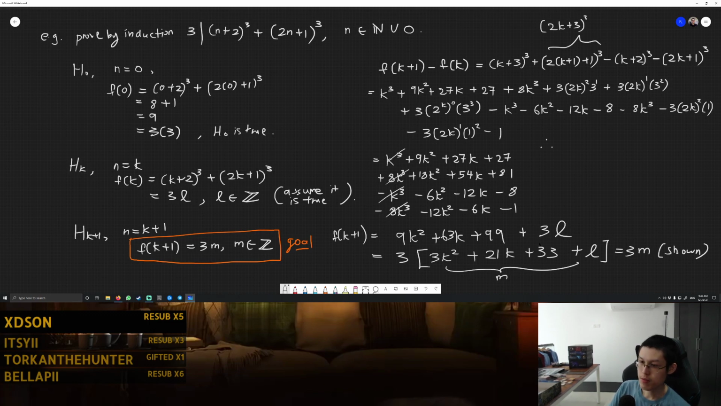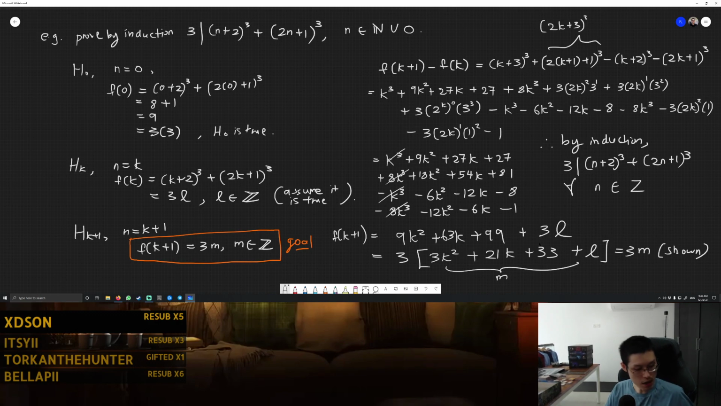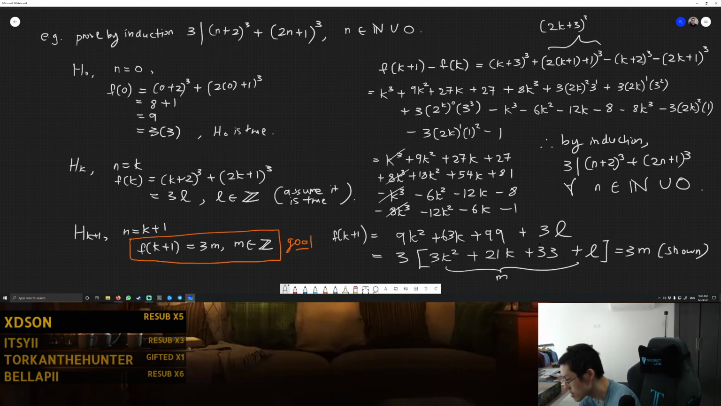So therefore, by induction, this function here is divisible by 3 for all values of n such that they are natural numbers including 0. And done. Okay. There we go. We're finally done.